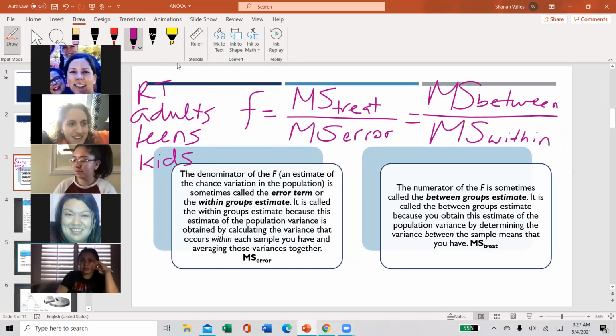Could you repeat it? Yeah. So the within, they're looking at the error or the variation within the adults, right? Okay. Some adults are going to be really fast and some are going to be really slow. Some teens are going to be faster than some of the adults, and some teens are going to be slower than some of the kids, right? And you're going to have all this variability within each group.